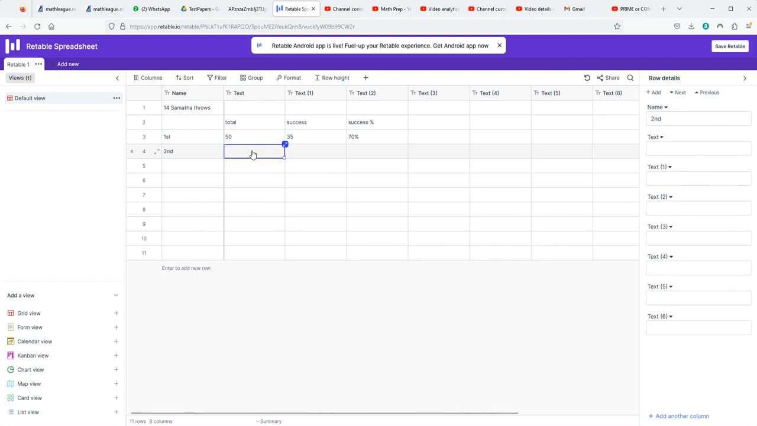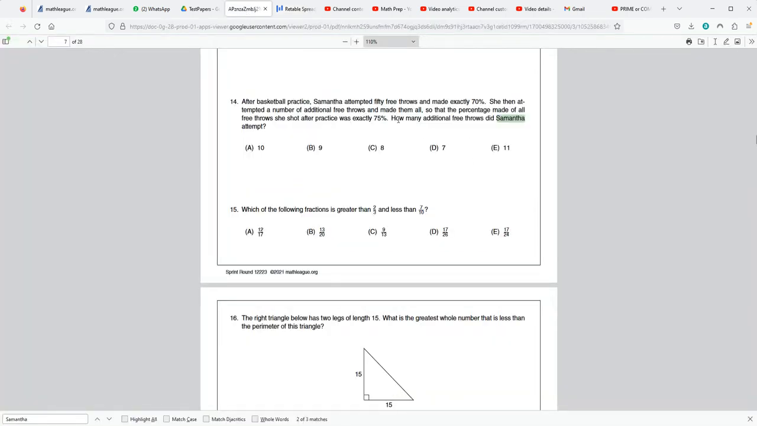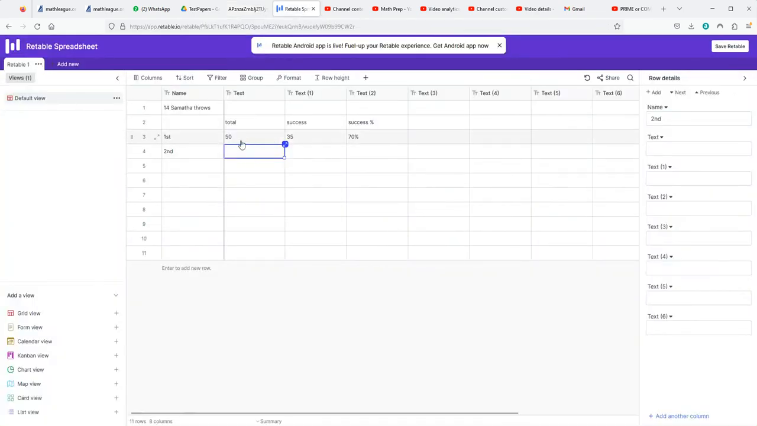Then she made a few more throws for which we have not been given any information as to how many throws she made. She then attempted a number of additional free throws and she made them all, so that the percentage made of all the free throws became 75%. So after this 50, she made a few more throws. Because we don't know how many throws she made, we call it X. And out of those X, how many were successful?